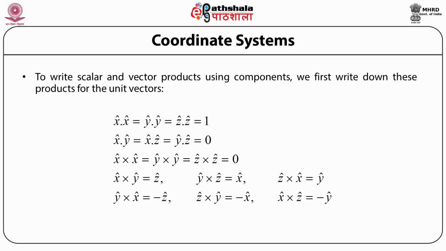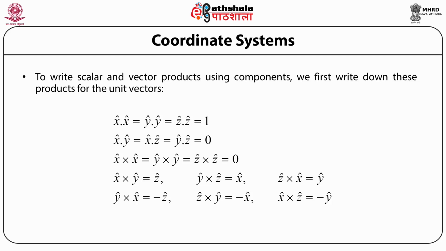However, if we use the anti-cyclical permutation, that is, if we take the cross product of unit vector y and unit vector x, then using the right hand screw rule, we see that the direction of the thumb is now inverted. So instead of pointing towards the positive z-axis, the thumb now points towards the negative z-axis, and hence the resultant is the unit vector minus z. Similarly, the cross or the vector product of unit vector z and unit vector y is the unit vector minus x.